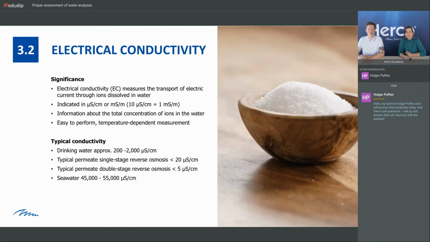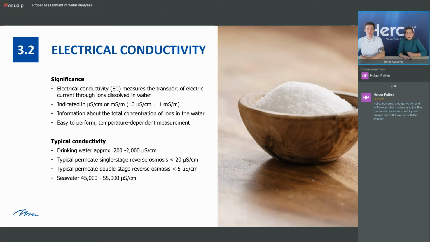Exactly. So next parameter, electrical conductivity. The conductivity measures the transport of the electric current through ions, of course. If you don't have any ions, you wouldn't have any conductivity. You indicate the conductivity in microsiemens per centimeter or millisiemens per meter, and it gives you information about the total concentration of ions. So it's a very general value. It doesn't say anything about which ions you have, but it says something about the amount.